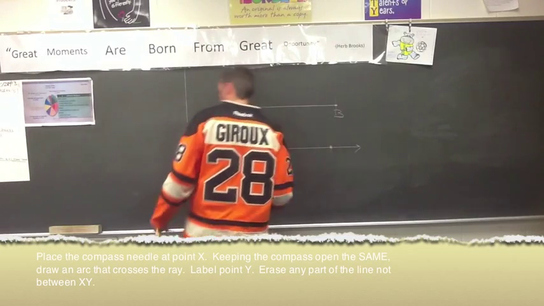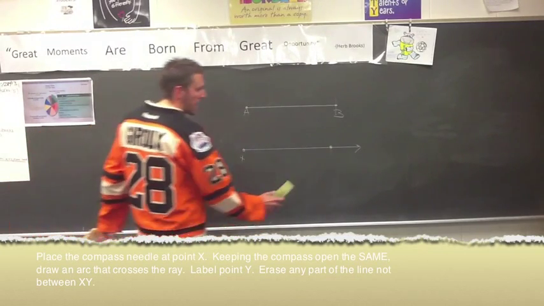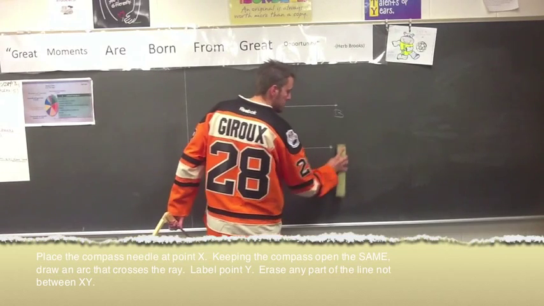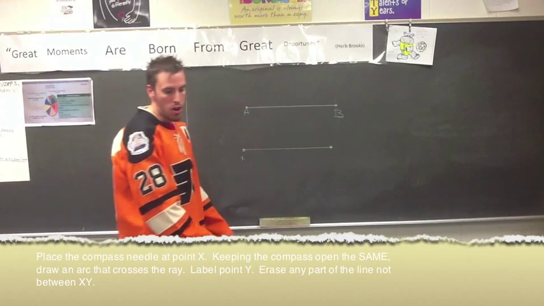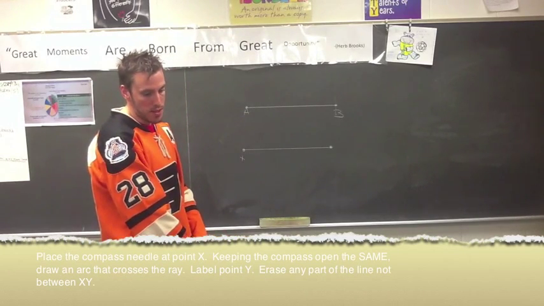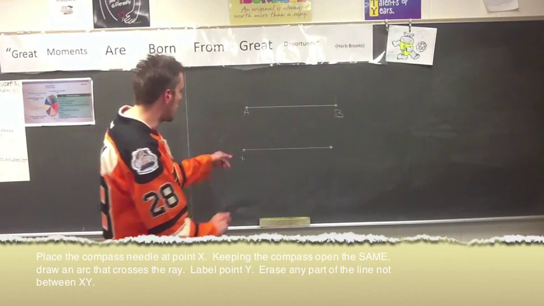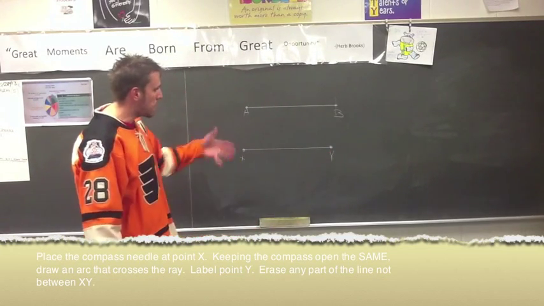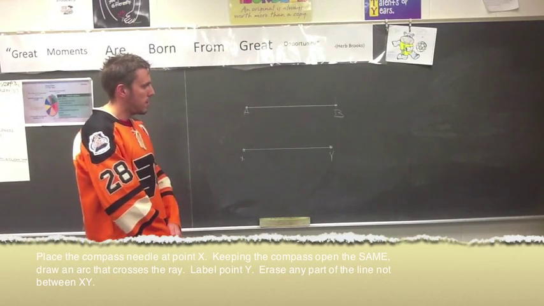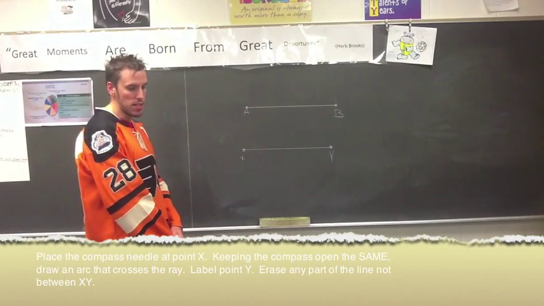The last thing we're going to do is erase the excess here, the arc and the part past the actual point. So we're going to label this endpoint Y. And without using a ruler, I just copied a line segment.